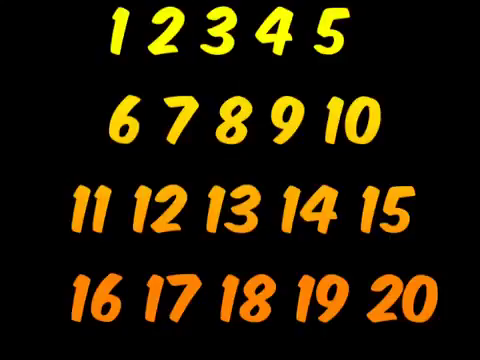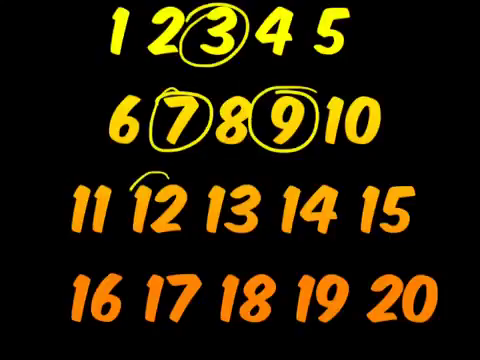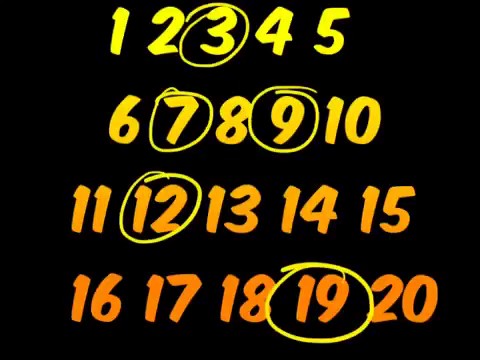Alright, you got to pick a number from 1 to 20, but since you're the only one, I'm going to let you pick 5 numbers. Pick 5 numbers and drop them off up here. Here are the winning numbers: 3, 7, 9, 12, and 19.